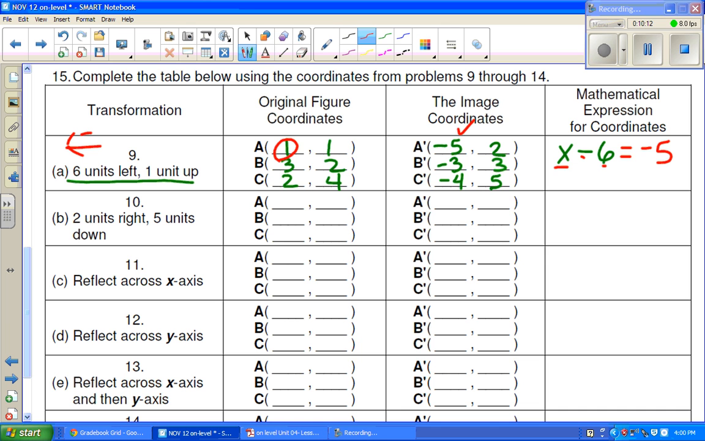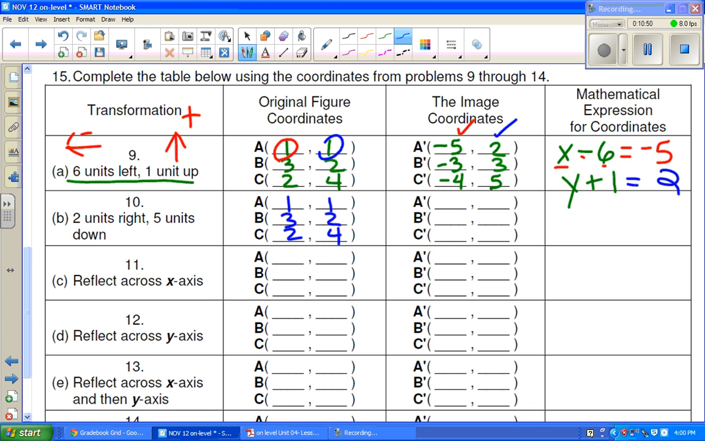Now with y, we had to go 1 unit up, which is positive. So our mathematical expression is y plus 1. And if you look at y, 1 plus 1, that equals 2. Moving on to number 10. Our original coordinates, once again, were 1, 1, 3, 2, 2, 4.